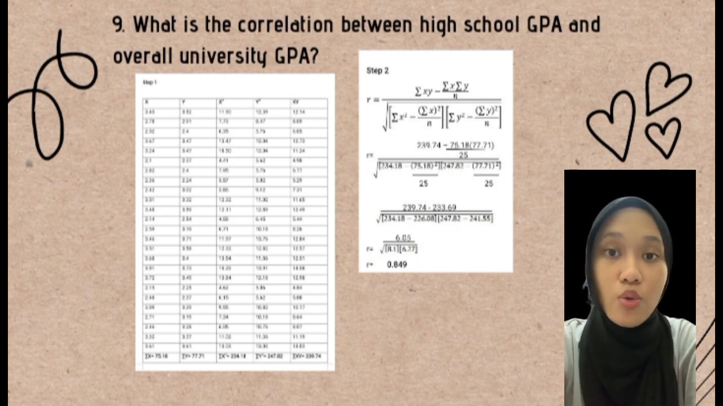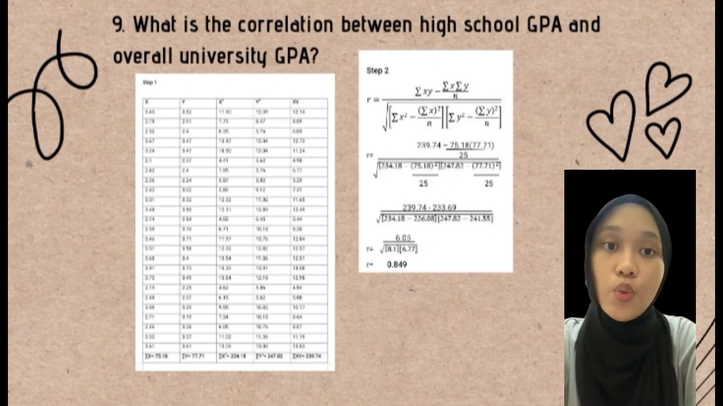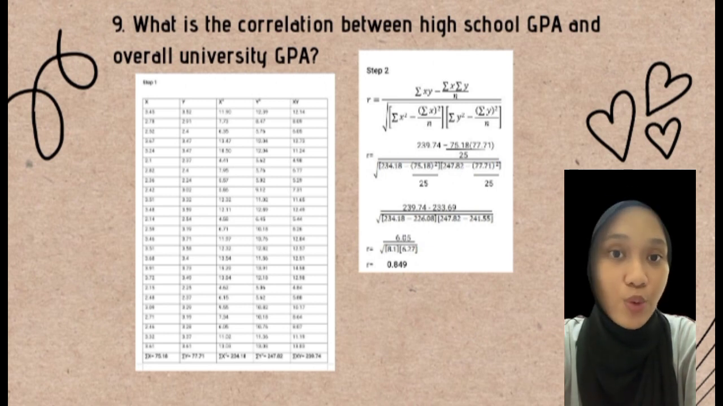After that, we need to multiply X and Y in the table. After completion, we need to add all the total amount for X and we get 75.18. And after that, add the total amount for Y and get 77.71. Then we need to add the total amount of X square and we get 234.18, and the total amount of Y square we get 247.82. Then we need to add the total amount of XY and we will get 239.74.